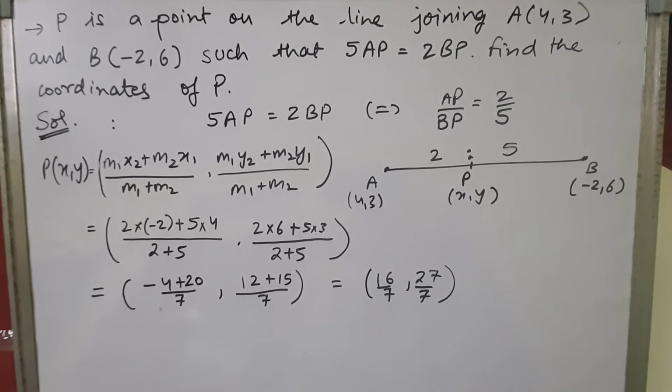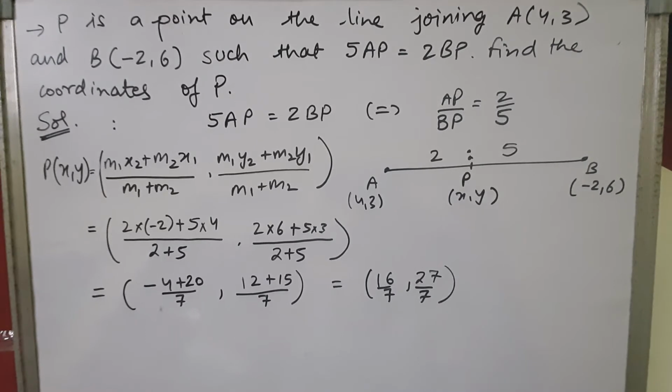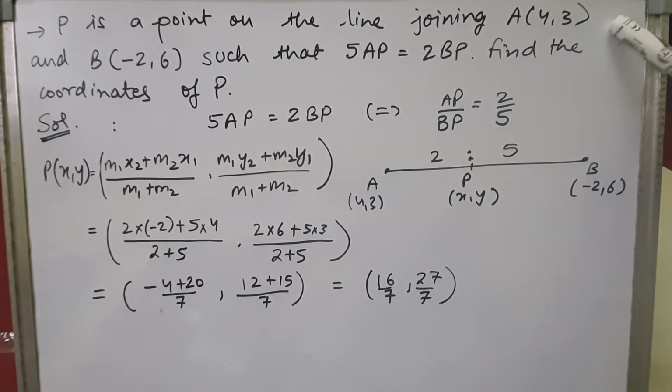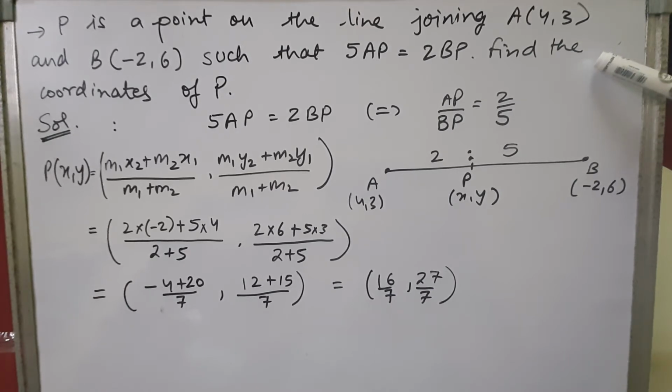Let's see another sum, children. Now here there is a point P on the line joining A (4, 3) and B (-2, 6) such that the condition that we are given is 5 AP equals 2 BP, and we have to find the coordinates of P.